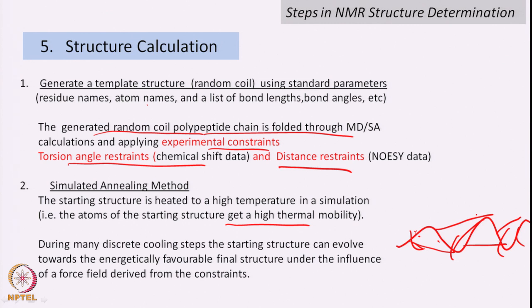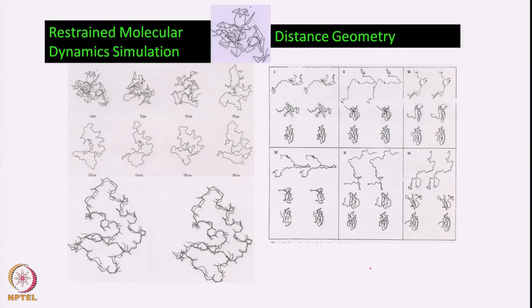Now, the structure calculation algorithm will use these restraints, and then it will minimize the energy, and an energetically favorable final structure will appear, based on whatever force field we are using. So, an energy minimized structure will come out of this simulated annealing process. So, here one can see. You do restrained molecular dynamics simulation, you get a template, and then you start.